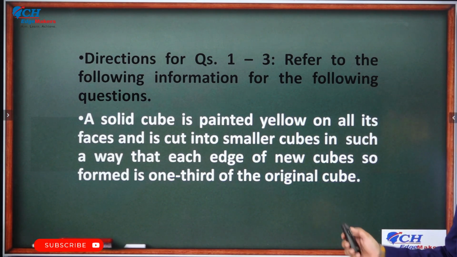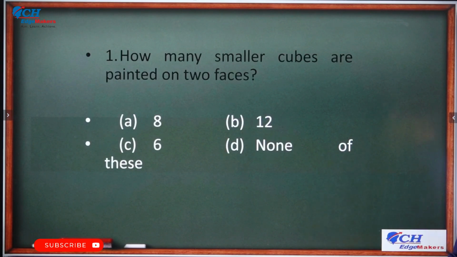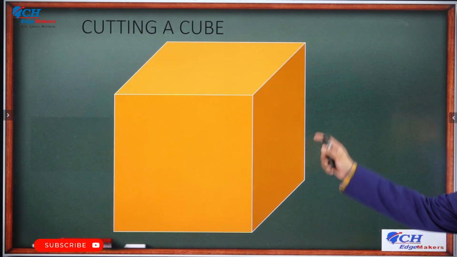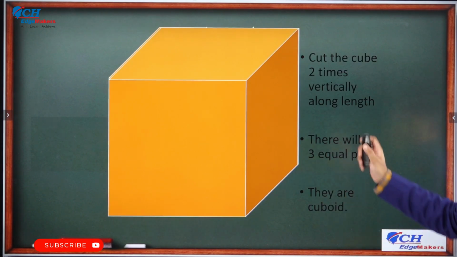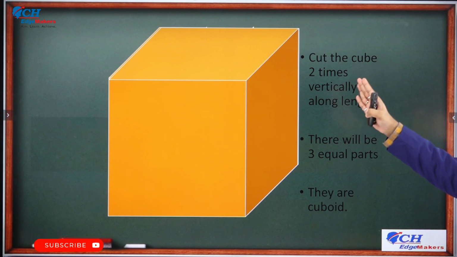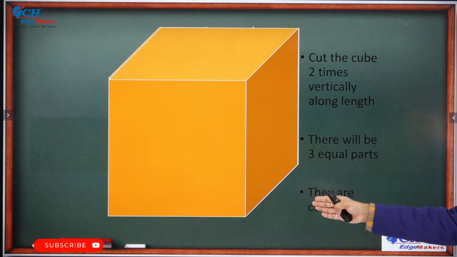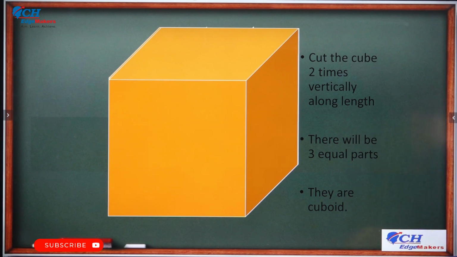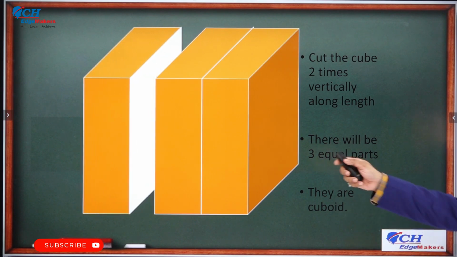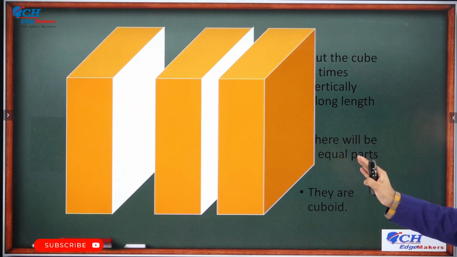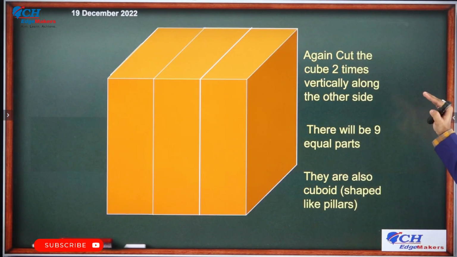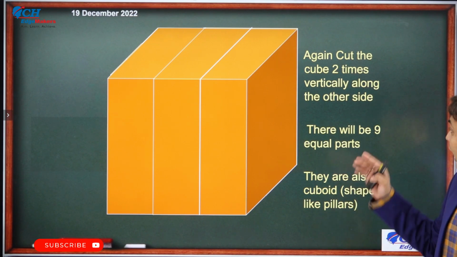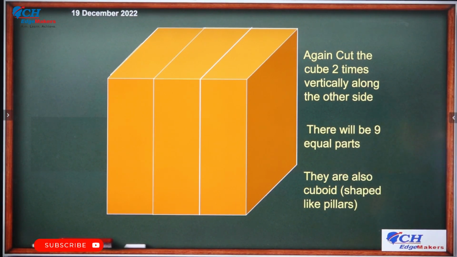Such a thing can happen only when we are cutting this initial yellow cube. We'll be cutting the cube 2 times vertically along the length, and there will be 3 equal parts, and they are cuboids. In this way, we are cutting the cube into 3 equal parts. Again, cut the cube 2 times vertically along the other side, and there will be 9 equal parts.